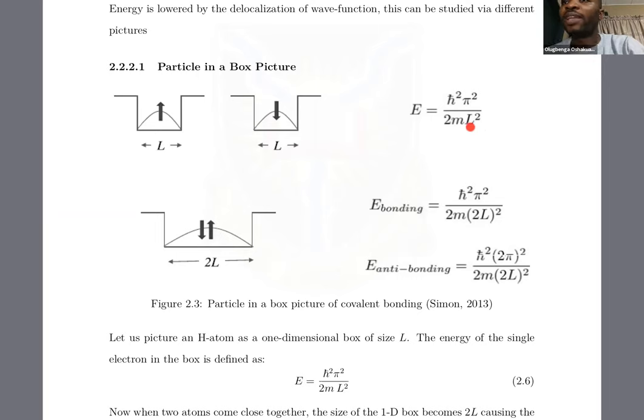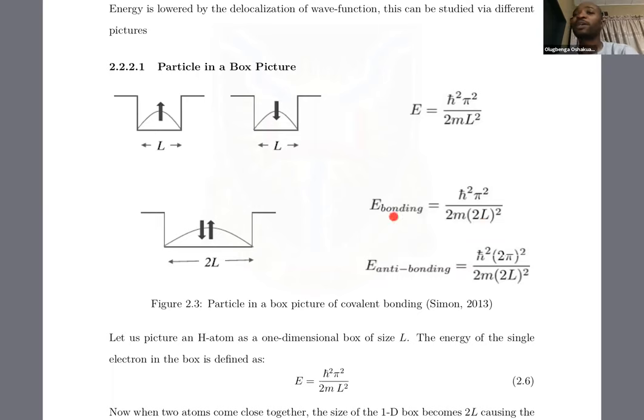If L increases, then it means E will reduce. So that's what happens when the two hydrogen atoms come together, they form a bigger box. Their initial dimension L, they come together to form a bigger single box of dimension 2L. The 2L will mean that instead of first having L in this expression, we'll be having 2L.